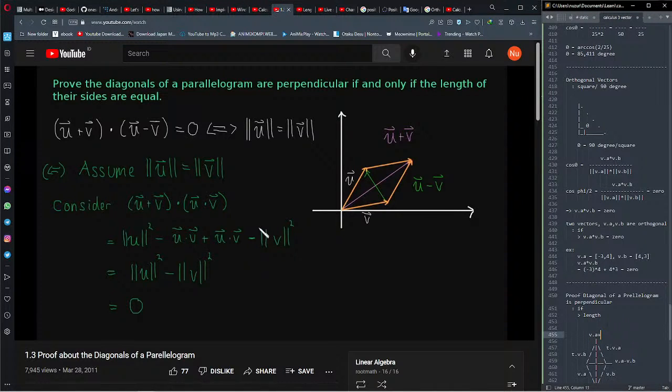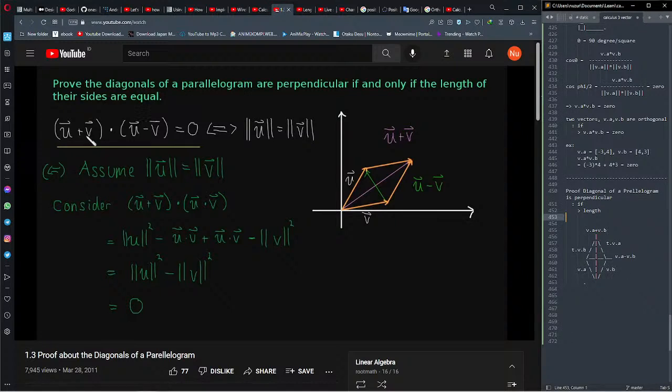Okay, and again, just one more time, when I say that the dot product is 0, what I'm implying by that, by definition, is that these two vectors are perpendicular, and of course, from the beginning of the video, those two vectors represent the diagonals. Okay, so that's somewhat of an interesting proof. The diagonals of a parallelogram are perpendicular if and only if the lengths of the sides are equal.